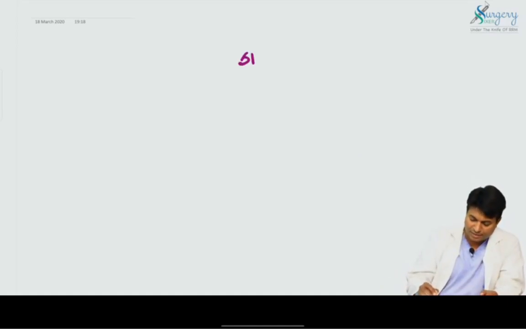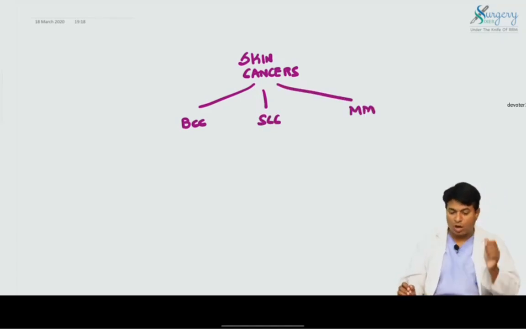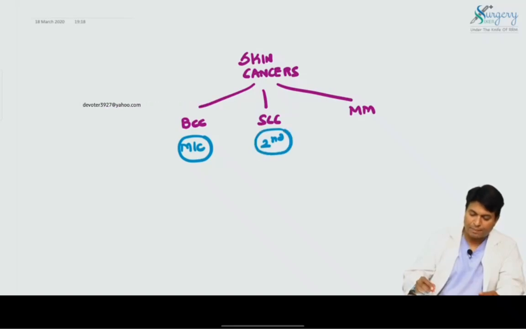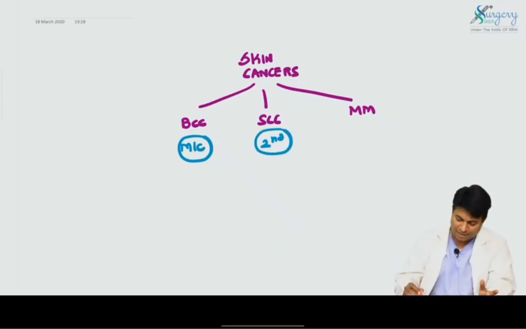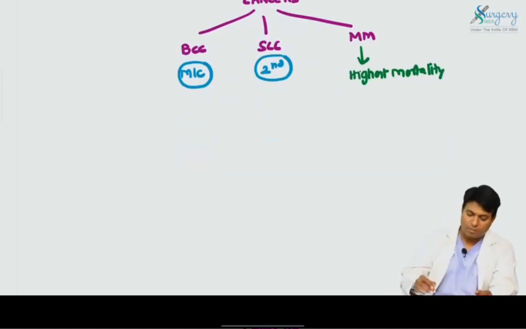There are three skin cancers: basal cell cancer, squamous cell cancer, and malignant melanoma. Among these, which is most common and which is second most common? According to Bailey and Love, the most common is basal cell cancer, the second most common is squamous cell cancer, and the highest mortality is seen with malignant melanoma.